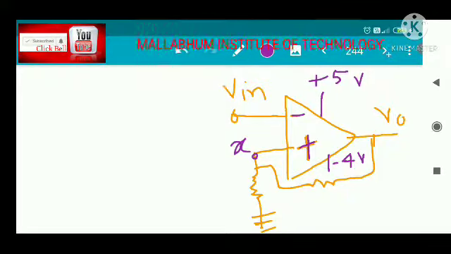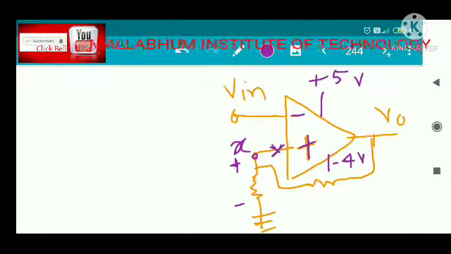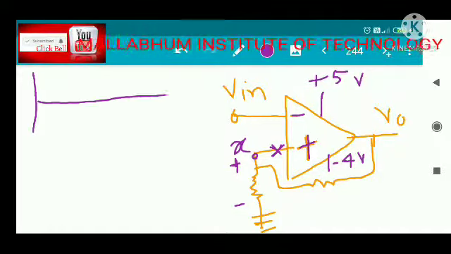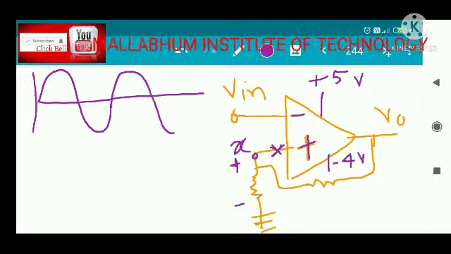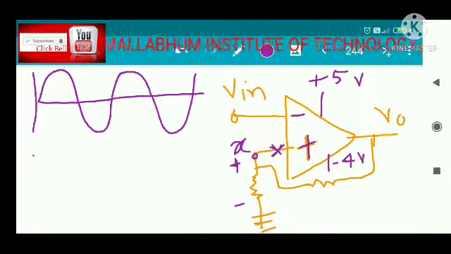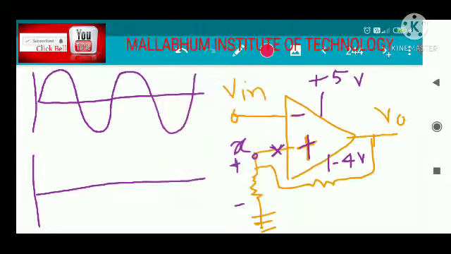Okay, for simple understanding, this point potential is X, so this is also the potential here at this terminal. And the input voltage I am considering here is going to be a sinusoidal voltage. So this is the sinusoidal voltage, and this is the output voltage we are going to draw. Okay, so this is the input voltage.